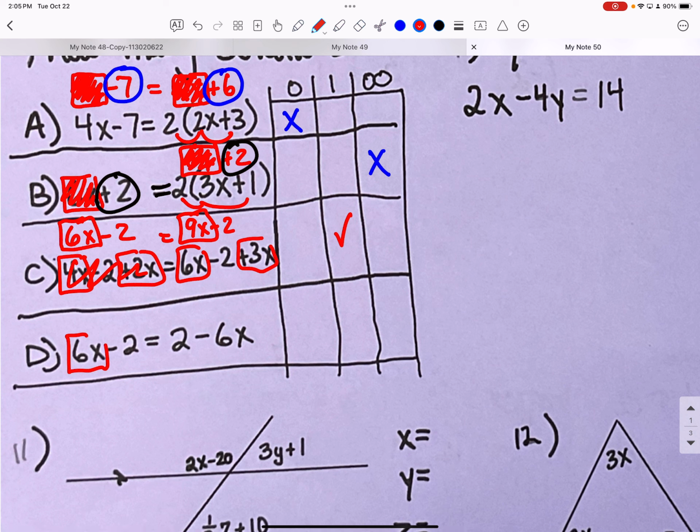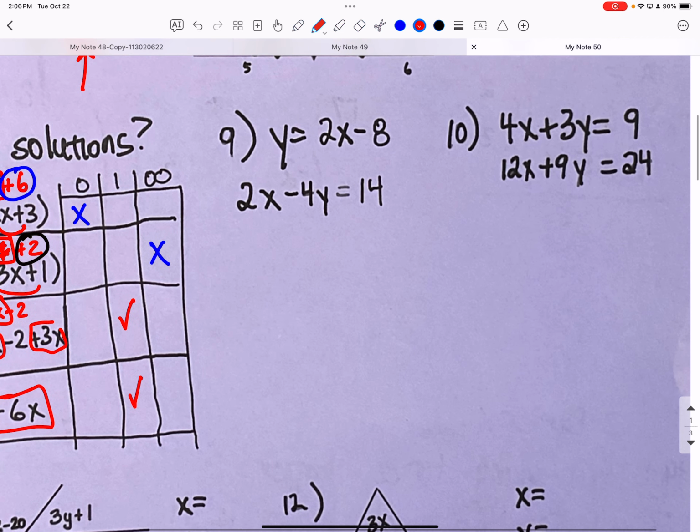Over here we have 6x and negative 6x. Those aren't the same number. It has to be the same number. So these do not cancel out. Nothing gets weird. This is just going to be a normal problem.